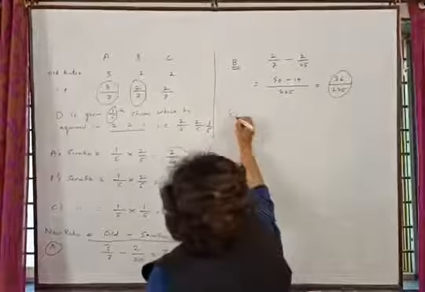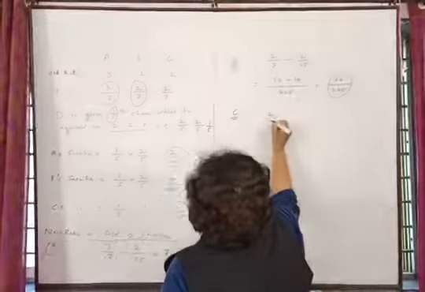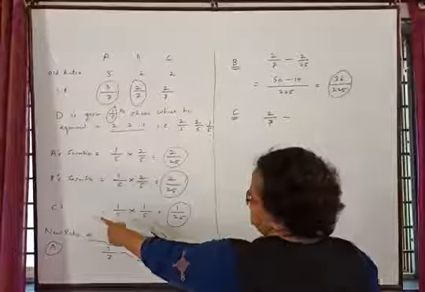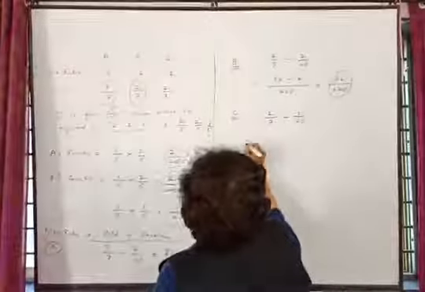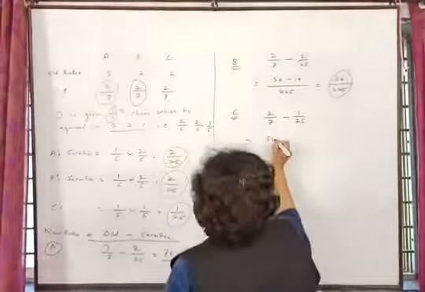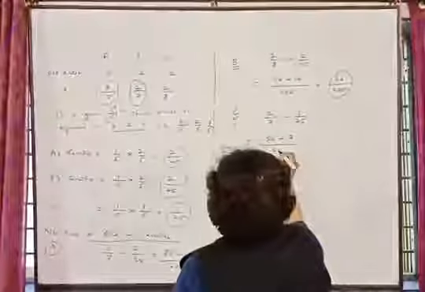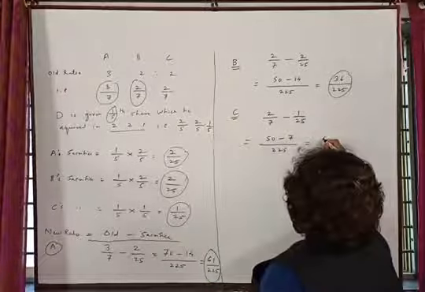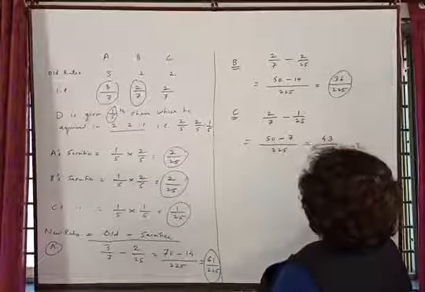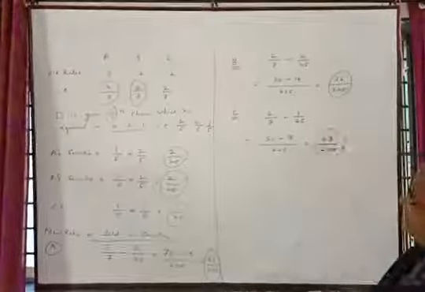Now C's old ratio 2 upon 7 minus his sacrifice 1 upon 25 is equal to 25 2s are 50 minus 7 divided by 225. So it will be 43 upon 225. This will be the new ratio of C.